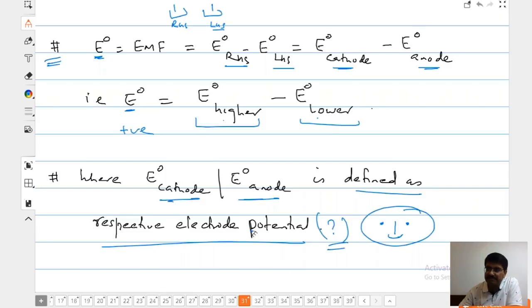Why do we need electrode potential? Just wait, beta. We are going to define that, beta. So that will be clear in the coming session.